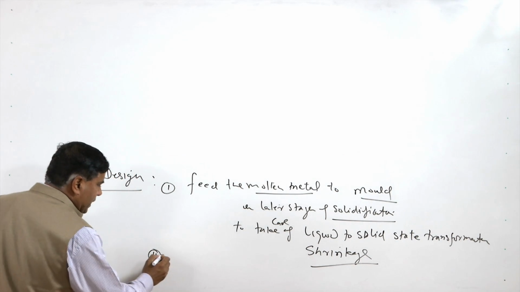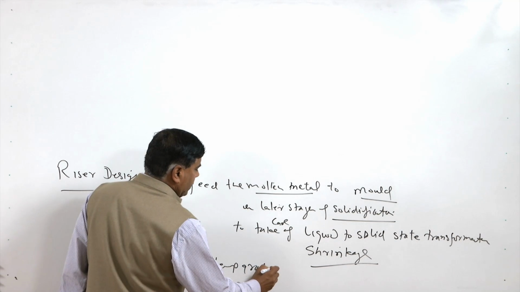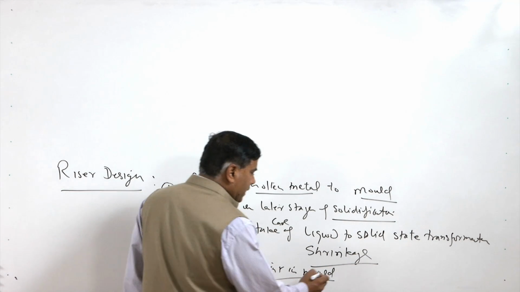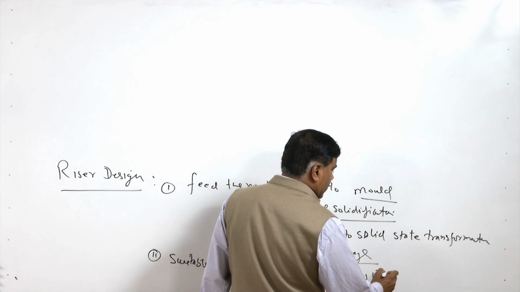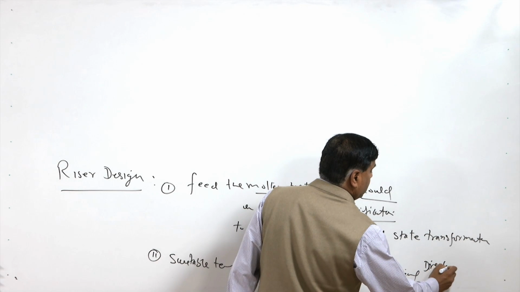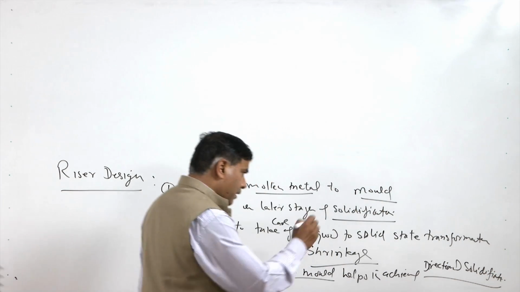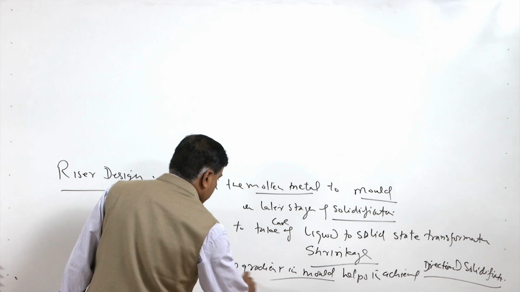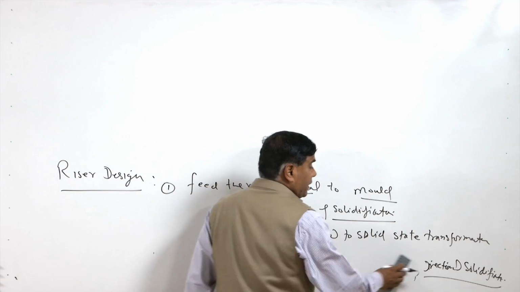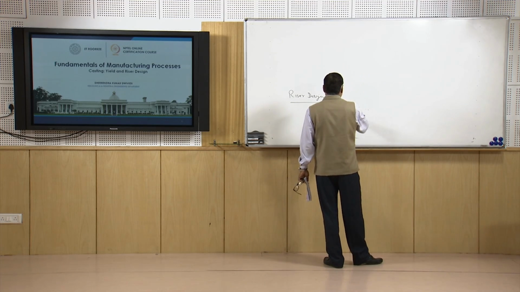Additionally, it also helps to maintain the suitable temperature gradient in the mold. So, this suitable temperature gradient actually helps in achieving directional solidification. So, basically our goal is to achieve the directional solidification through the proper temperature gradient in the mold, so that the sound and defect free casting can be produced. So, these are basically the two roles which will be performed by the riser.